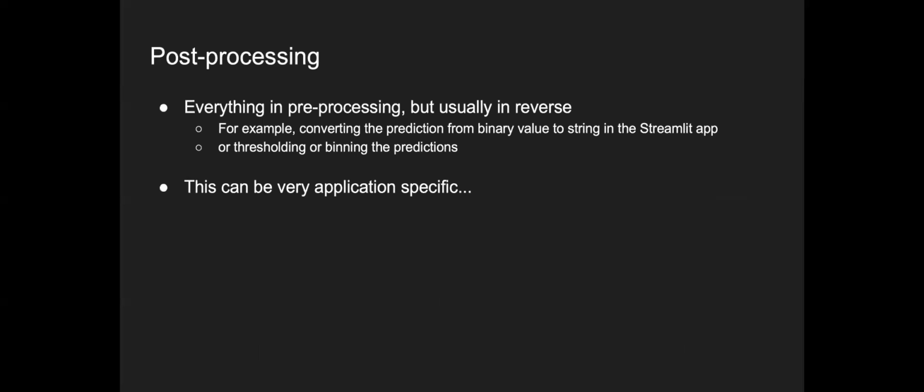Then you have some post-processing stages, which is usually everything in pre-processing but in reverse. For example, converting the predictions from a binary value to a string, as we saw in the Streamlit tutorial, or you can also do thresholding or binning of the predictions. And this can be very application specific.